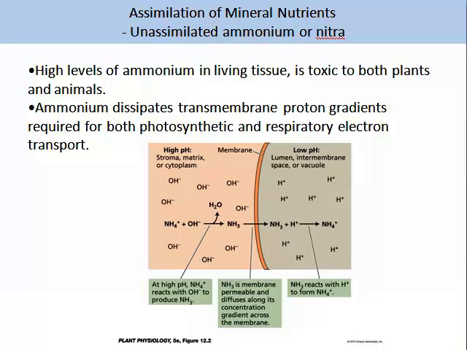There are three stages to the transport of ammonia across the membrane. At high pH, ammonium reacts with OH- compounds from water to produce ammonia. Ammonia is membrane permeable and diffuses along its concentration gradient across the membrane. Ammonia then reacts with hydrogen ions to form ammonium.